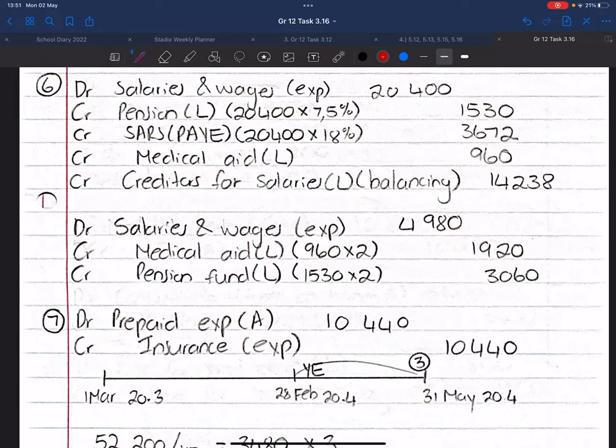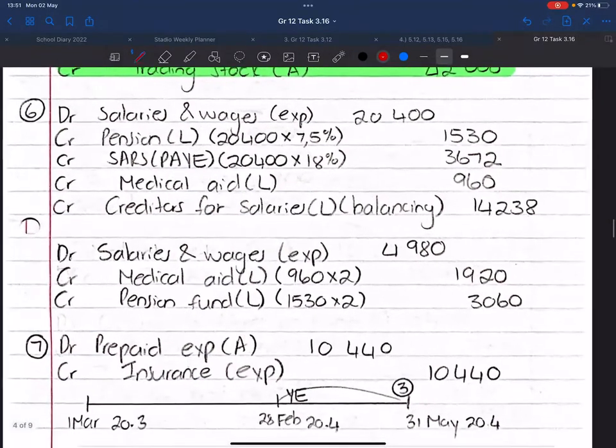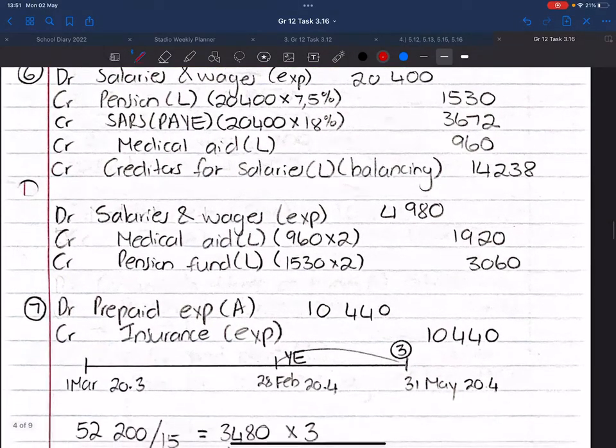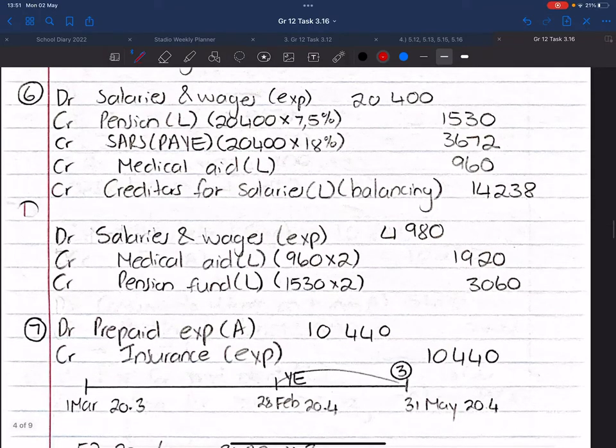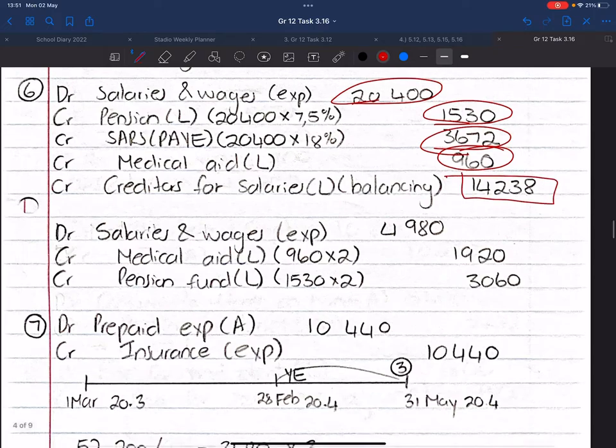Okay. Then number 6 is a transaction we've done many times before. So an employee was omitted from the salaries journal, so we just have to account for their salary. So nothing funny here. It's exactly like it was before. You account for the gross salaries, the amounts owed for pension, SARS pays you in, and medical aid, and we haven't paid the salary, so it goes against creditors for salaries.